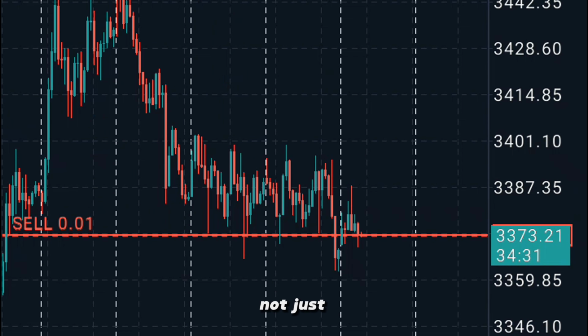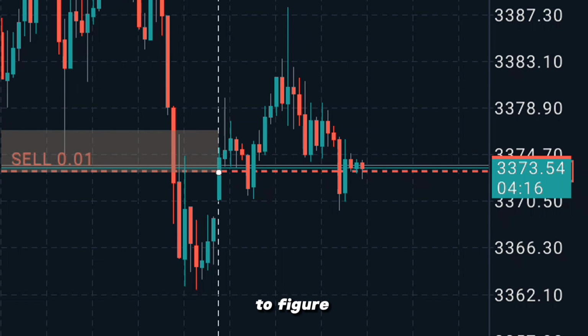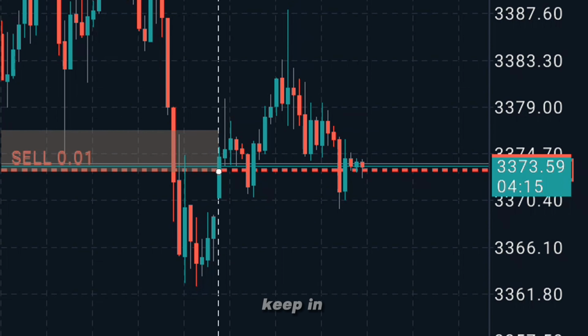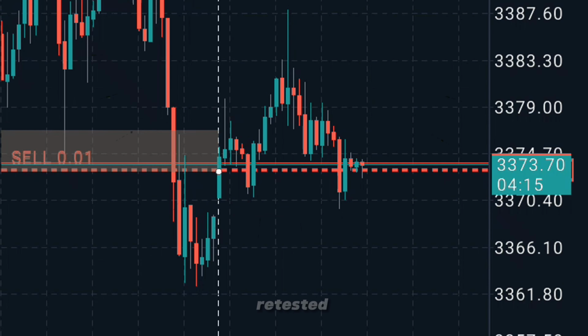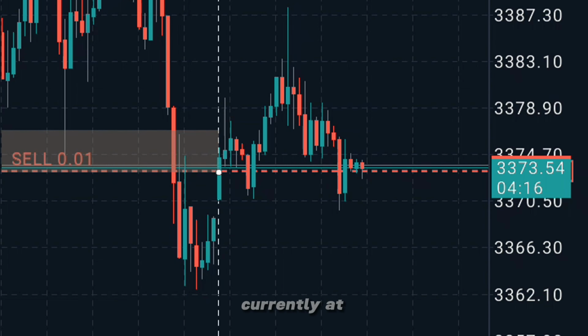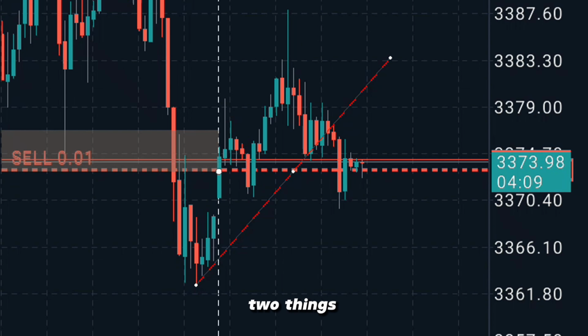I did not just sell, but had to fractalize properly. Now look at this M15 time frame. I will give you just 4 seconds to figure out why I sold gold. Keep in mind, on bigger time frame, we broke a demand, retested, and here we are currently at this New York session. So my entry is confirmed by 2 things here.